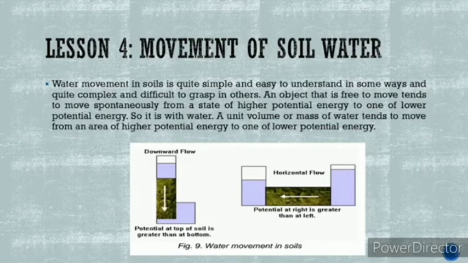Movement of soil water. Water movement in soil is quite simple and easy to understand in some ways, and quite complex and difficult to grasp in others. An object that is free to move tends to move spontaneously from a state of higher potential energy to one of lower potential energy. So it is with water. A unit volume or mass of water tends to move from an area of higher potential energy to one of lower potential energy. The picture below shows the water movement in soil, the downward flow and the horizontal flow.